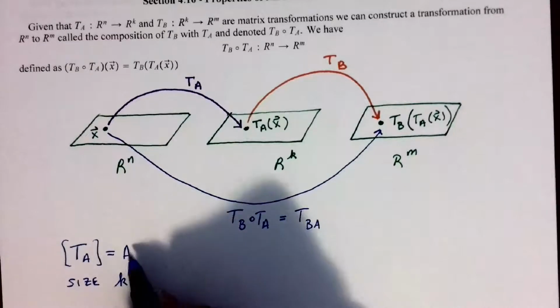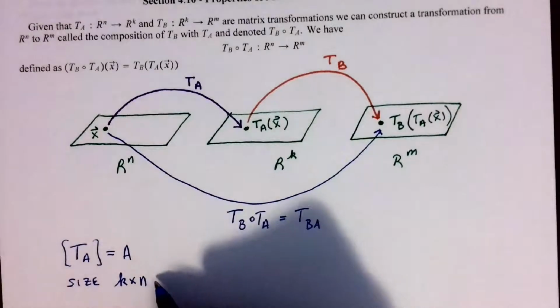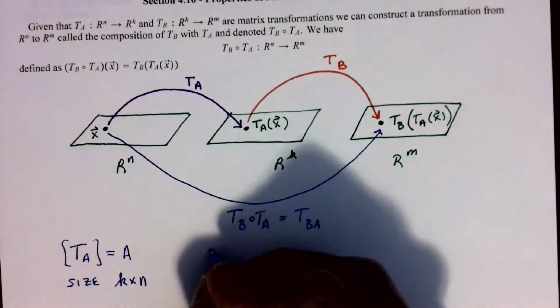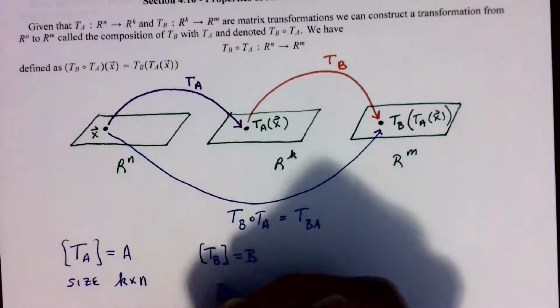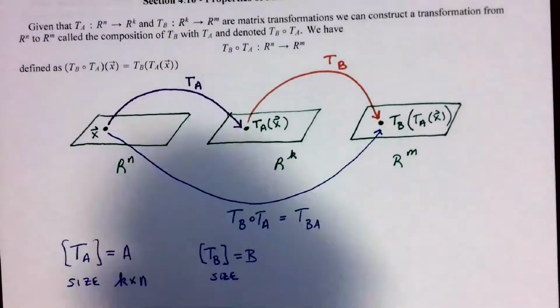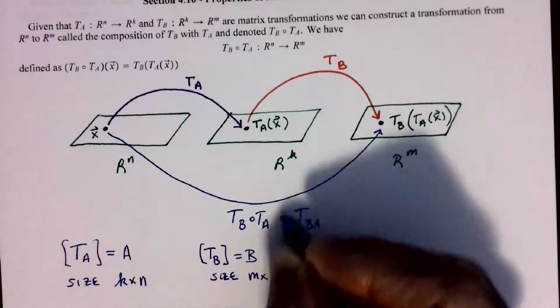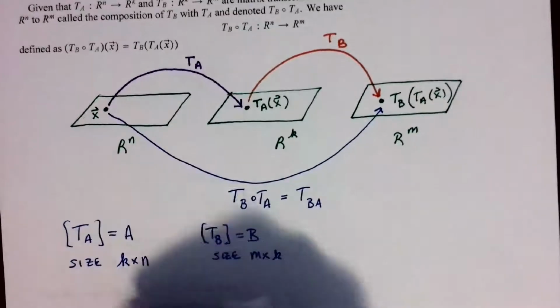All right, so if I'm going to multiply A by what, an n tuple, an n by 1 vector, right, it has to be that size. Transformation B's standard matrix we'll call B. What's the size there? Well, it's going to be m by k, because it takes k tuples, right, and outputs m tuples.